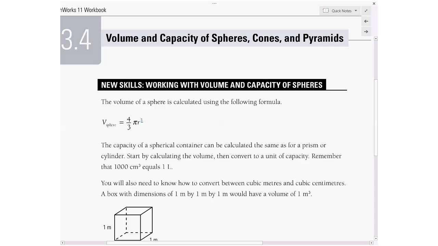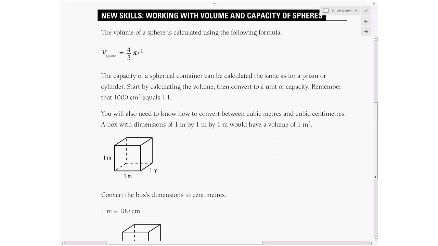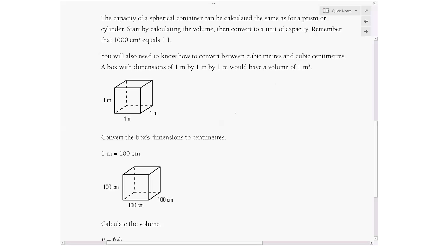4 times pi r cubed, and then divide by 3. So that's our volume of a sphere. This is on your formula sheet as well, which of course you can use. And remember, cubed means you're multiplying by itself 3 times. So the radius times the radius times the radius. And then changing to your capacity is exactly the same as what we did before. 1,000 cubic centimeters equals 1 liter.